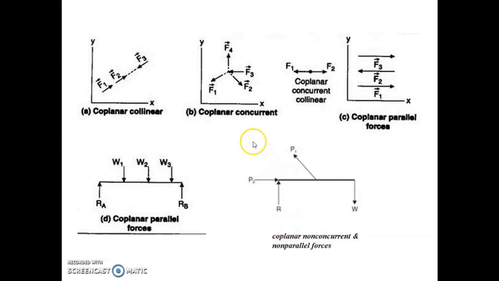As you are aware now, all the four forces here are lying in the same plane. What do you mean by non-concurrent is, you can see all the forces now are not meeting at the same point. You can see P2 and R are meeting at a single point, but P1 and W are acting at different points on the system. So that is the meaning of non-concurrent.